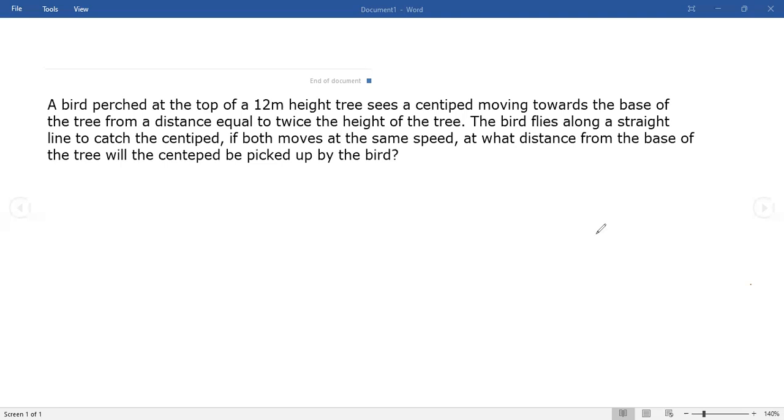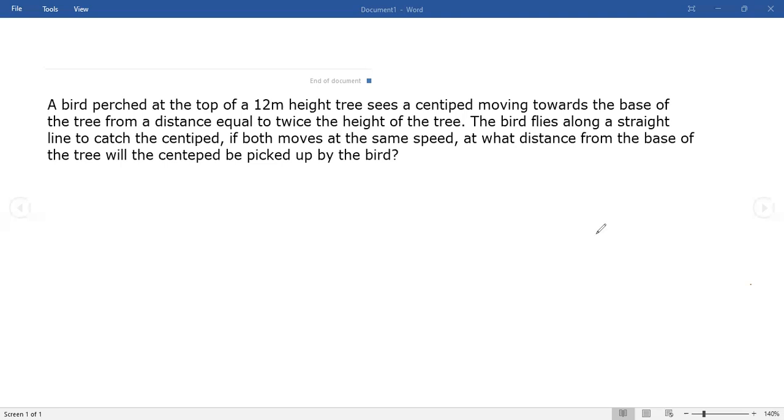A bird is on a tree of 12 meter height. Then it looks at a centipede down below. The centipede is at twice the height of the tree, that is twice 12, which is 12 into 2. So 12 into 2 is 24. So the height of the tree is 12 meters, whereas the centipede is situated at a 24 meter distance from the base of the tree, isn't it?